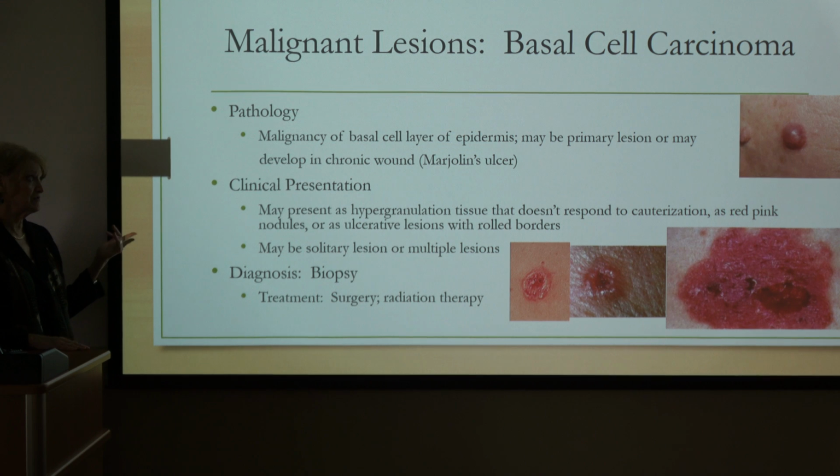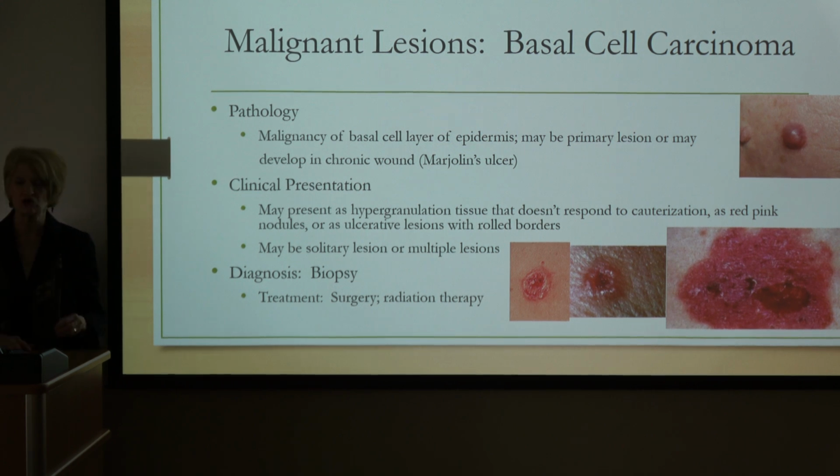So we're going to look first at basal cell carcinoma, which of course is a malignancy involving the basal membrane of the epidermis, those reproductive epidermal cells. It can develop as a primary lesion, or it can develop in a chronic wound over time as a result of persistent recurrent inflammation. If it develops in a chronic wound, it's commonly known as a Marjolin's ulcer.